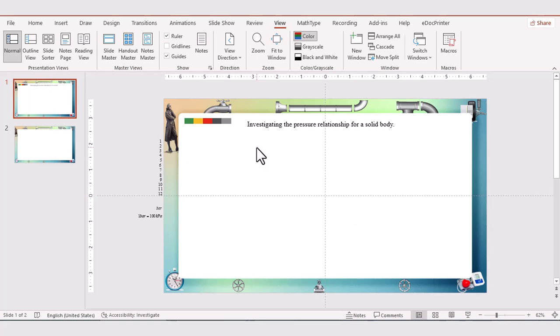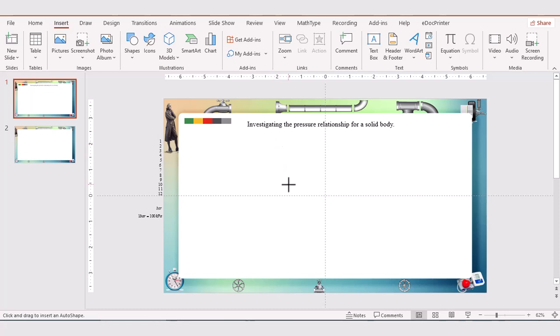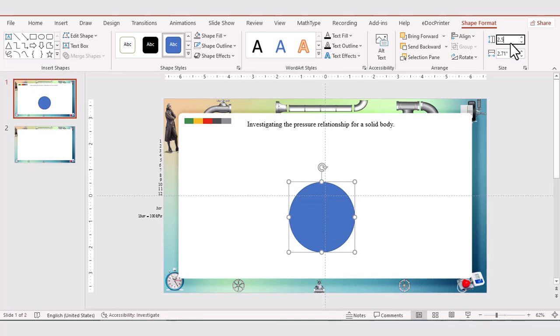I'm going to design with the tools in PowerPoint. Undoubtedly, scientific designs require great care. In this short clip, I am going to design a pressure gauge.